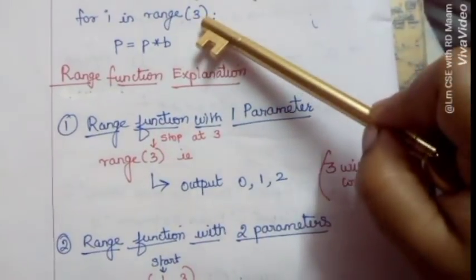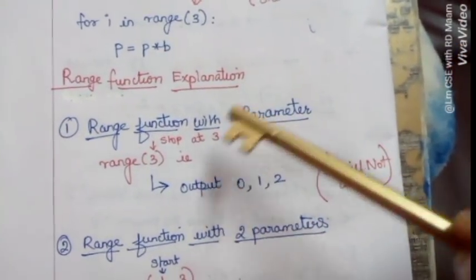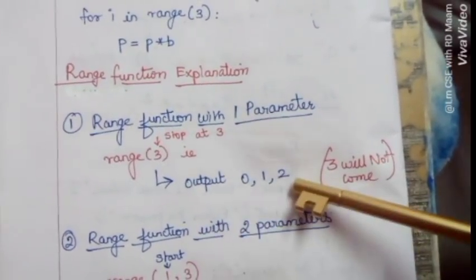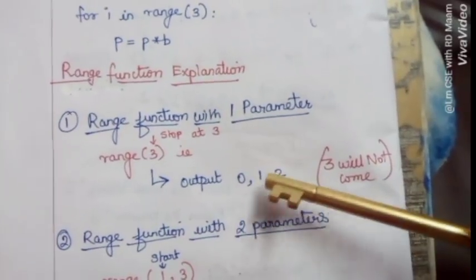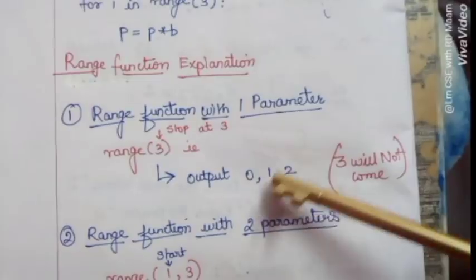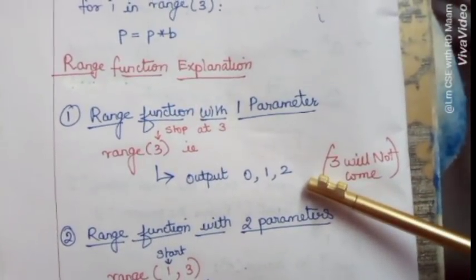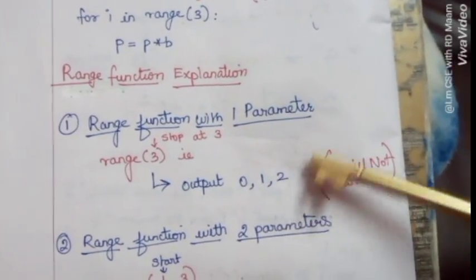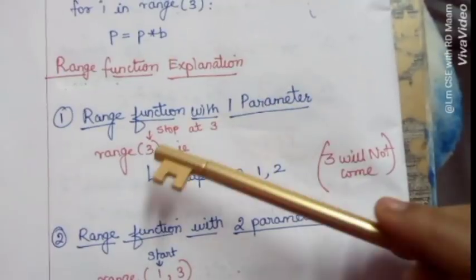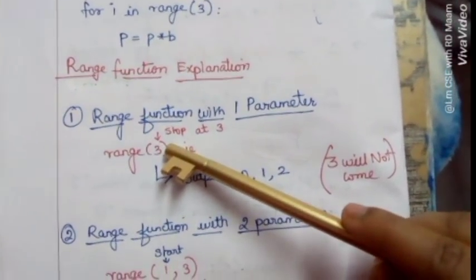For i in the range of 3 means i is equal to 0, which is the first iteration of the for loop. i is equal to 1 is the second iteration. i is equal to 2 is the third iteration. So in this case, i will take the values 0, 1 and 2, and when i is equal to 3, the loop will exhaust. This is the idea behind range of 3, that is, the range function with one parameter.